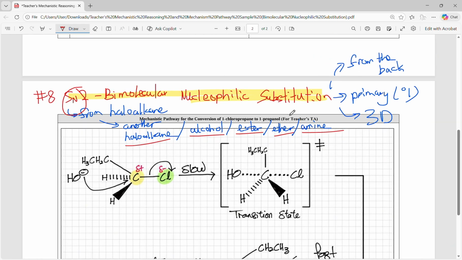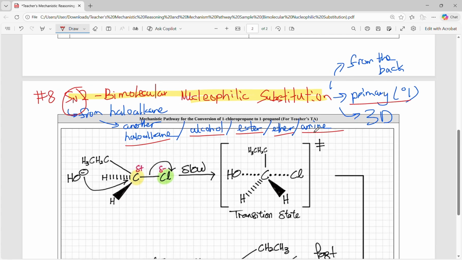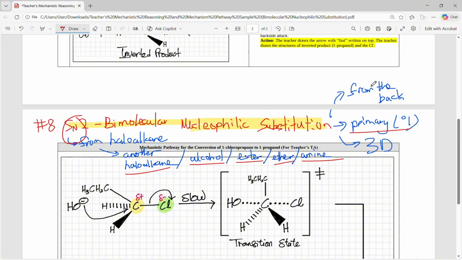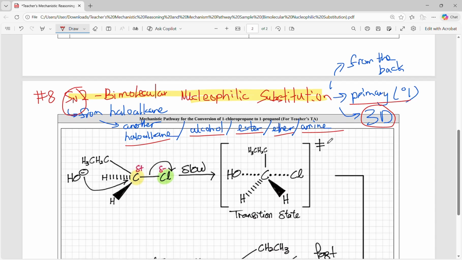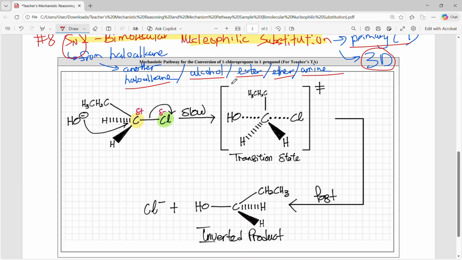SN2 will be used when we have a primary reactant. For example, in this case it is a primary haloalkane, and the reaction always starts from the backside of the product. For the SN2 mechanism, we must write our answer in 3D form to get marks. So look at this example, the conversion of 1-chloropropane to 1-propanol.